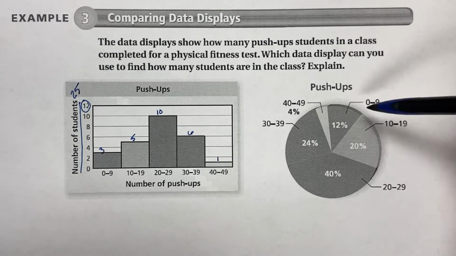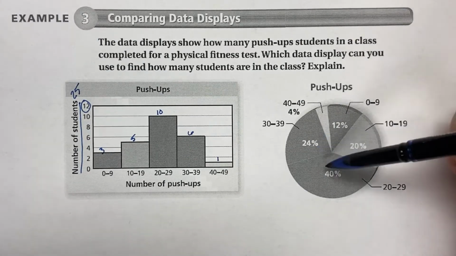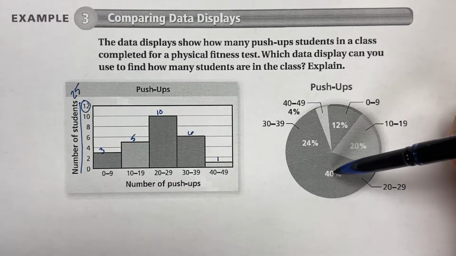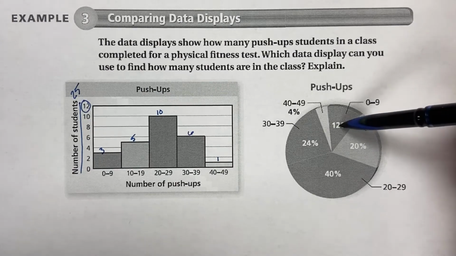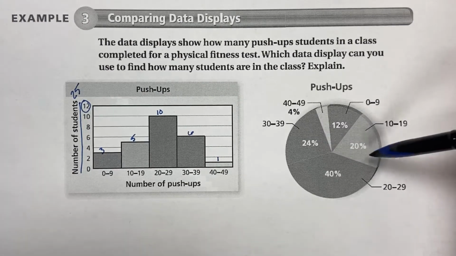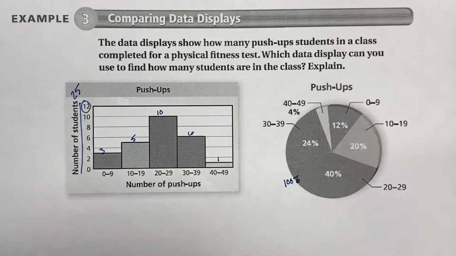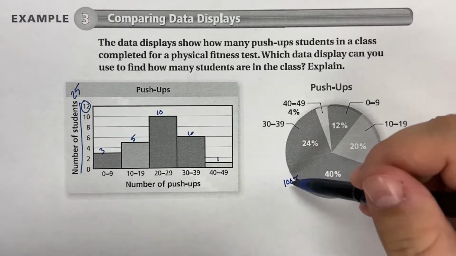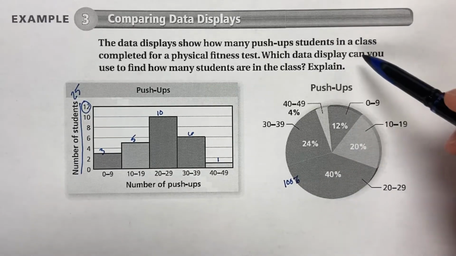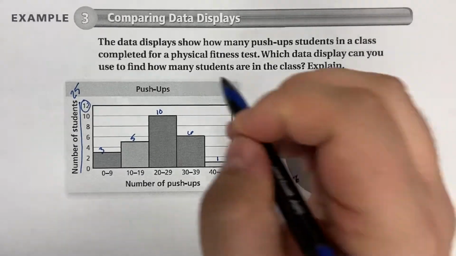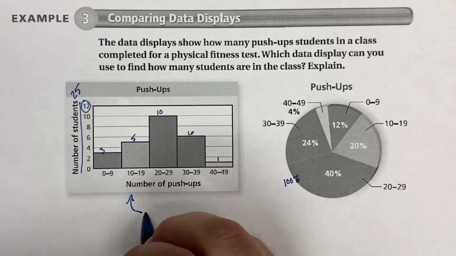Here, I'm looking at 4%, 12%, 20%, 24%, and 40%. There's no numbers. Either they did 0 to 9 push-ups and 12% of them did, but I don't know how many that is. Now, if I add them up, I'll get 100%, and that is correct. But there's no way for me to tell how many students make up 100%. So which data display can you use to find how many students are in class? This is the only data display right here, the histogram, that actually shows.